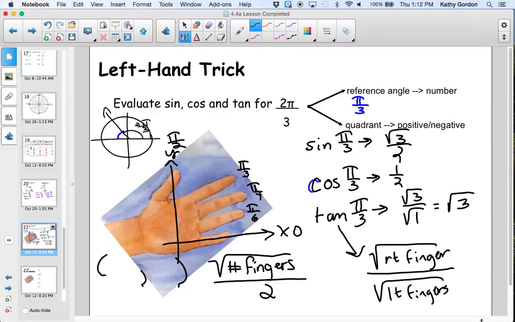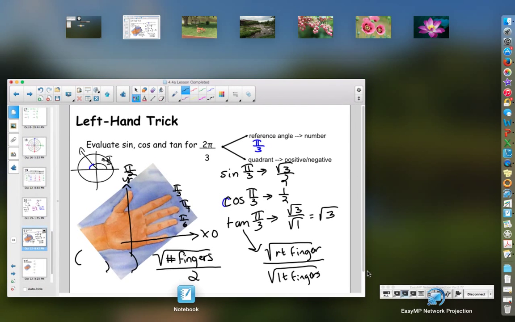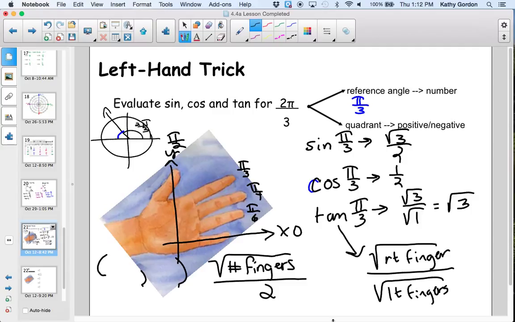Well, pi over 3 is the same as 60. What did we just say the tangent of 60 was? What did we just say the cosine of 60 was? What did we just say the sine of 60 was? There we go. Facts. Mind blown everywhere.